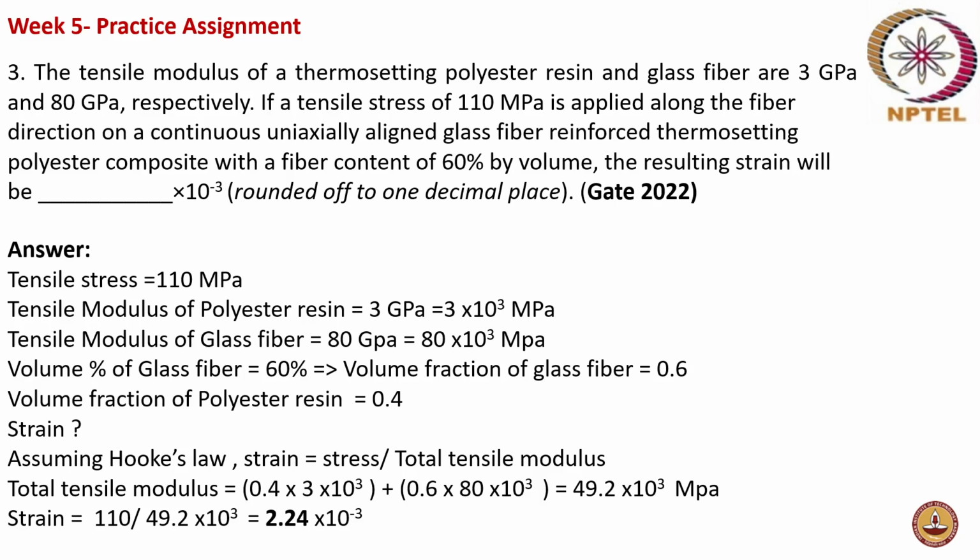If you apply this here, you will be changing it. Instead of multiplying as 0.4 into 3, you will write 1 minus x into 3, and here it will be x into 80. You will get a mathematical equation here where I am pointing. And then modulus is equal to stress by strain. You know the value of stress and the value of strain, so 110 by 2.24 into 10 power minus 3 gives you the total tensile modulus. You know the equation related to that, so once you equate it, with simple mathematics you can solve for the volume fraction, right? You're clear, right?